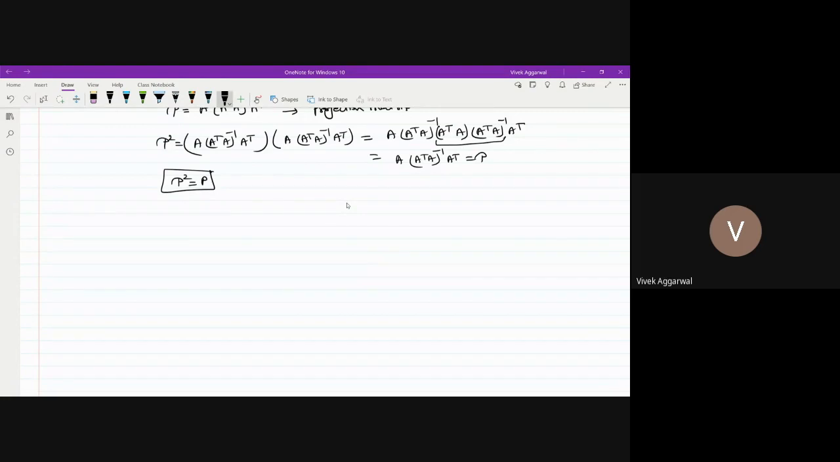So after doing this one, maybe we can try one example based on this. Suppose I take some points which are definitely not lying on a line. Let's take (1, 1), (2, 4), (3, 9), and maybe (4, 16).